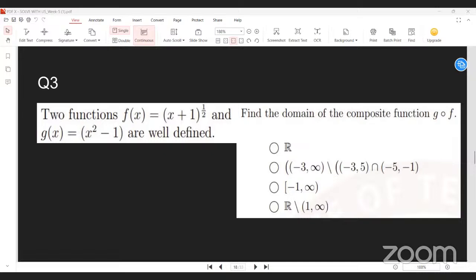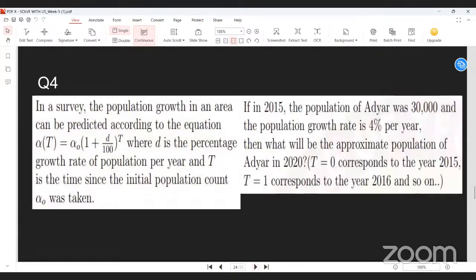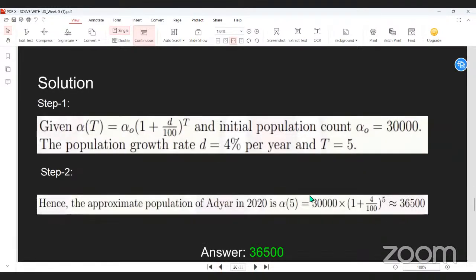Could you please tell the answer for question number 4? I missed that, sir. For question number 3, the answer is B and C. And for question number 4, what was the answer, sir? Only the answer I want to know. The answer came as 36,500. Yes, sir. Got it, sir. Okay, thank you.